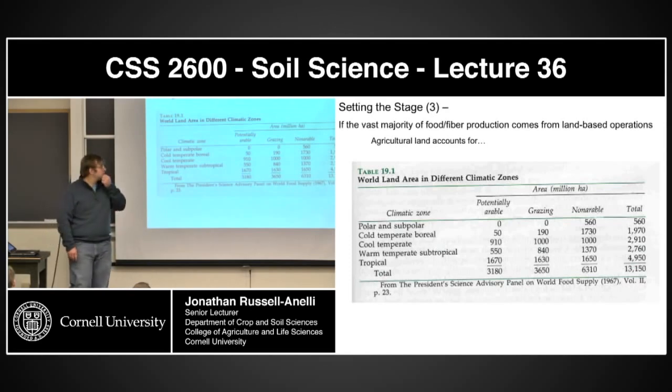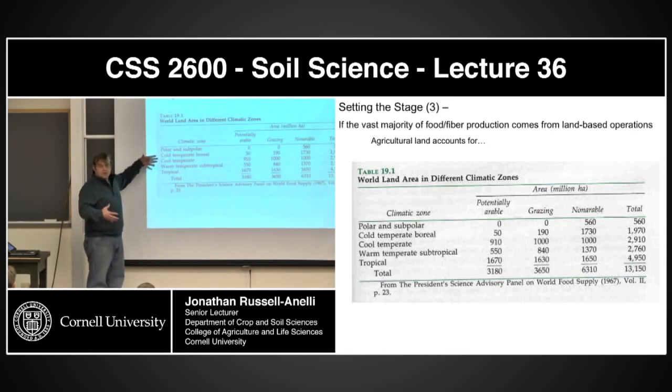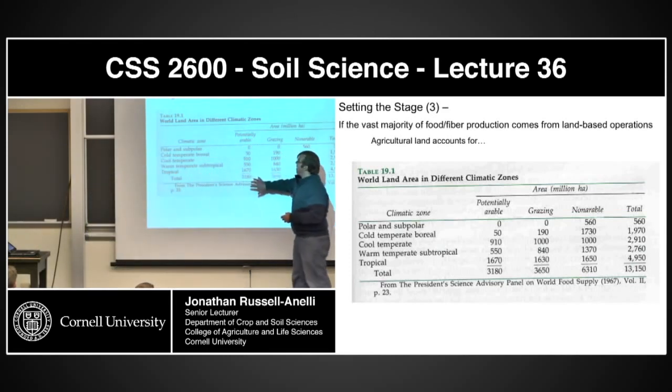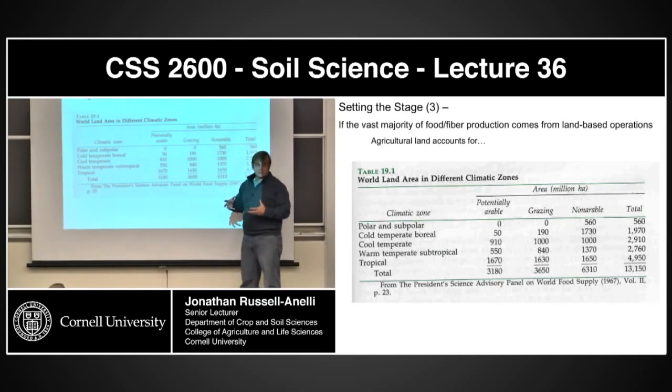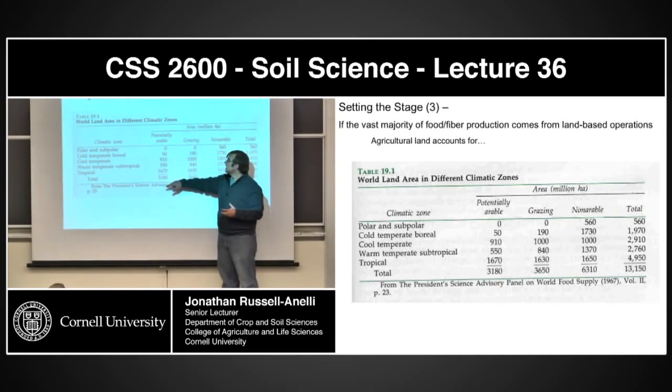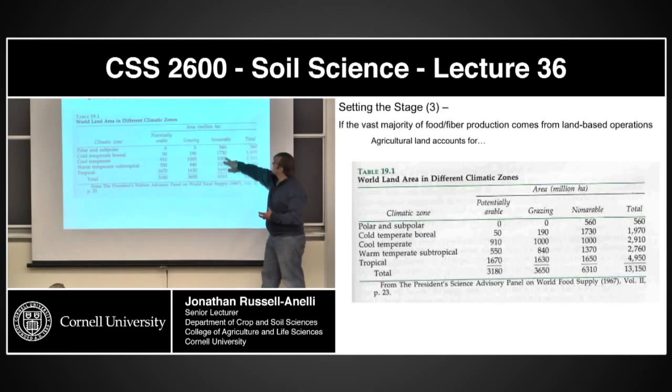Okay, the next thing to consider, if we're talking about food, is where is the food being produced? If most of the food is being produced on land, and it is, food, fiber, and fuel is mostly on land, where are we counting that land? These are the climatic zones here: polar, subpolar, cold temperate, cool temperate, warm temperate, and tropical. This line tells you, of the millions of hectares out there, how much is arable, and then of that arable, what's grazing, what's non-arable.